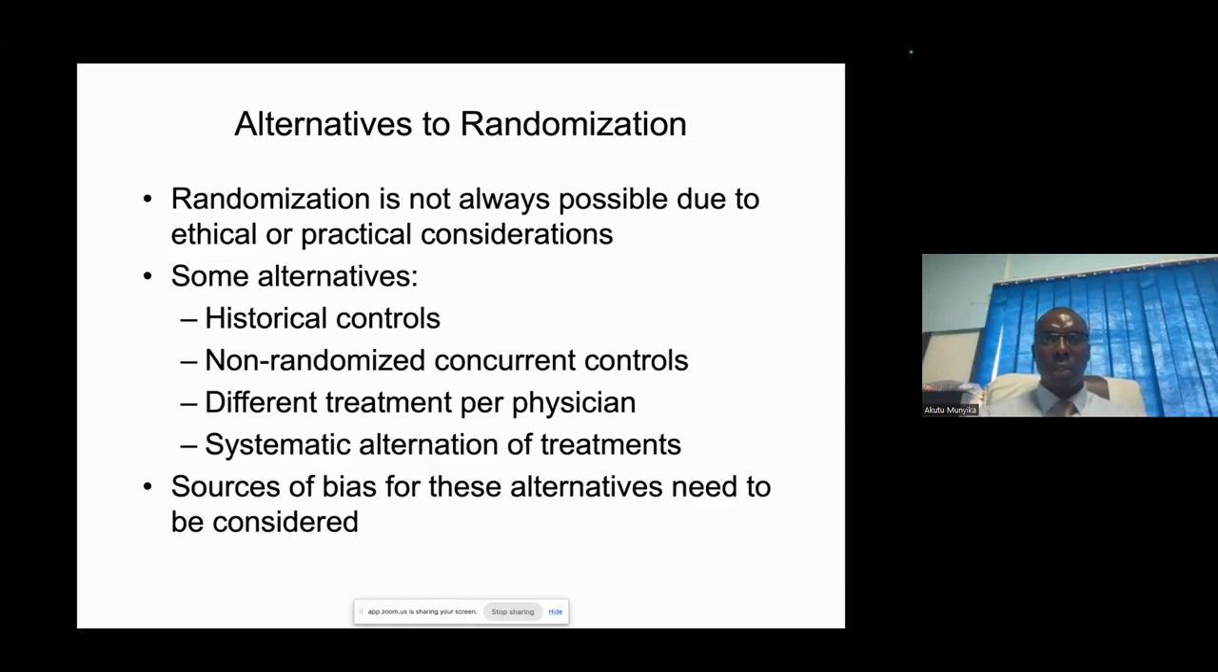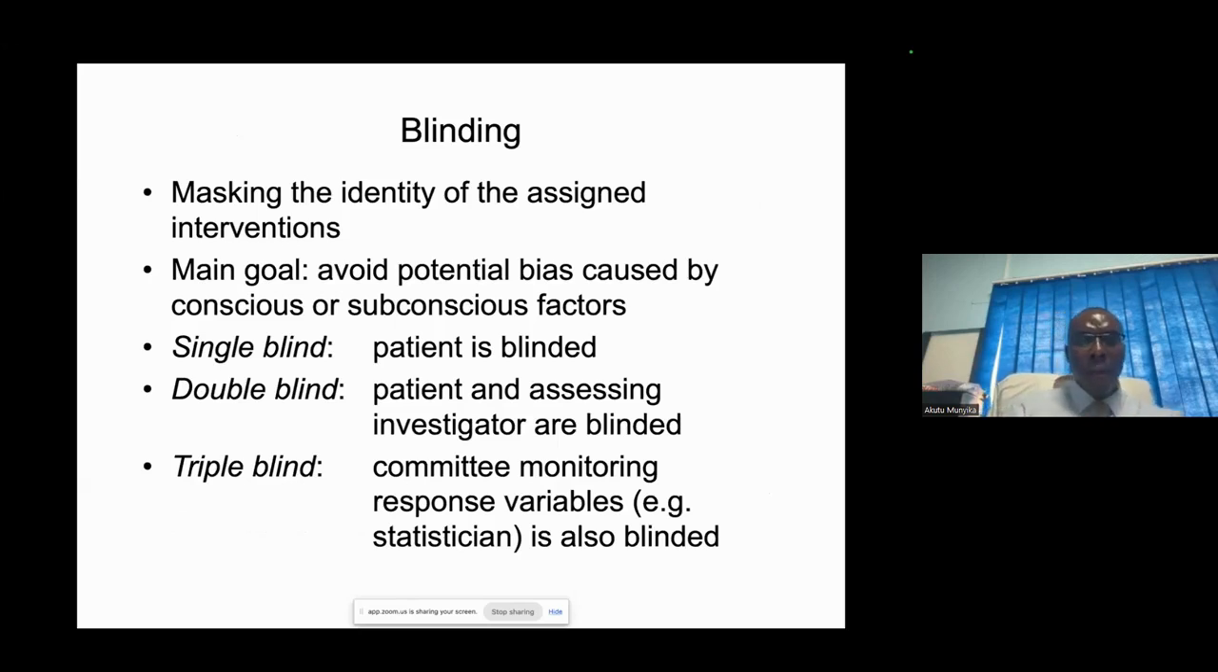So what are the other alternatives to randomization? Randomization is not always possible, and this could be due to issues like ethics and practical considerations. There are some other alternatives that can be used: historical controls, non-randomized concurrent controls, different treatment per physician, and systematic alterations of treatment. So the sources of bias for these alternatives need to be considered, and perhaps we'll just briefly look at some of these things.